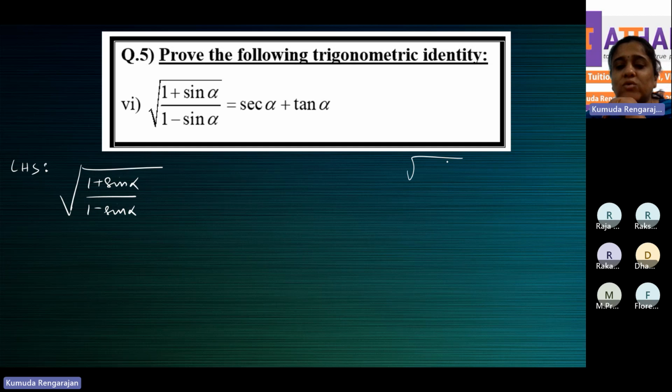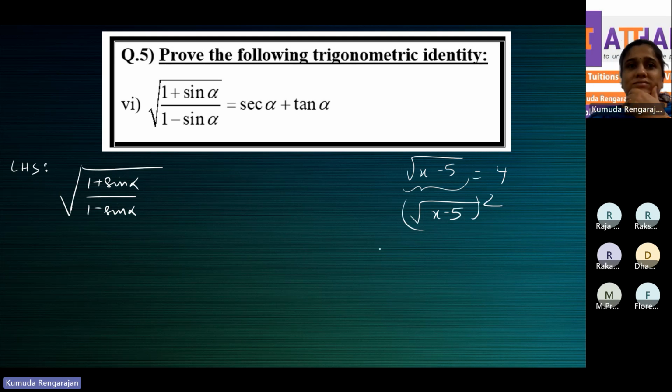So supposing you have square root of x minus 5 is equal to 4, then you can square on both the sides. But we are taking only this one, only this square root of x minus 5. Now, how can you square this one? You're changing the value. For an expression, you cannot square. For an equation, you can square on both the sides.